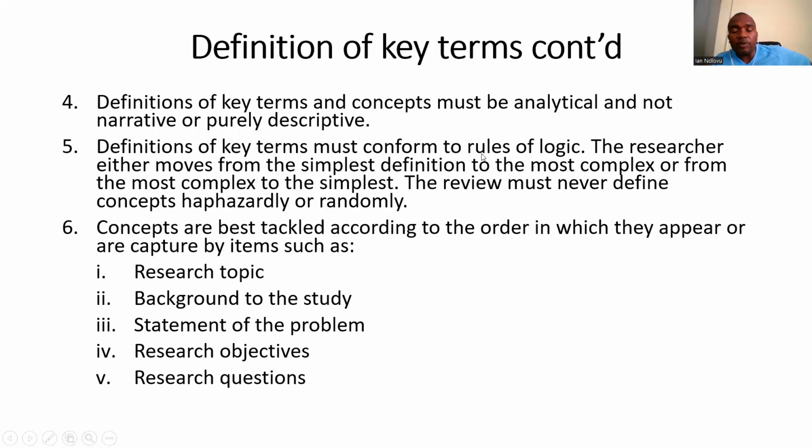Definitions of key terms must conform to rules of logic. The researcher either moves from the simplest definition to the most complex, or from the most complex to the simplest definition. The reviewer must never define concepts haphazardly or randomly. And then concepts are best tackled according to the order in which they are captured by items such as the research topic, background to the study, statement of the problem, research objectives, and research questions.